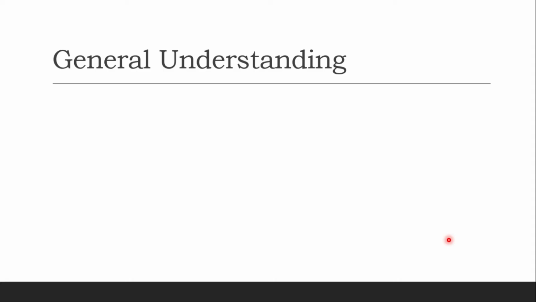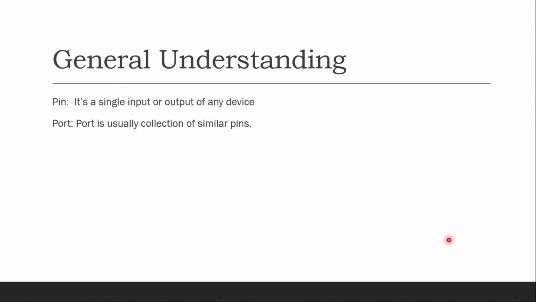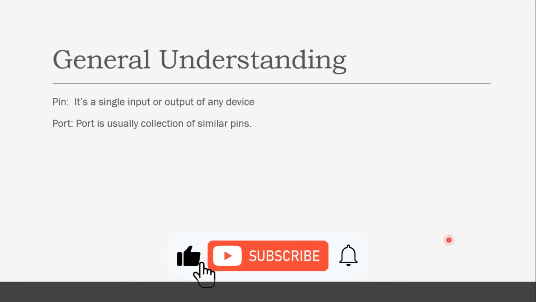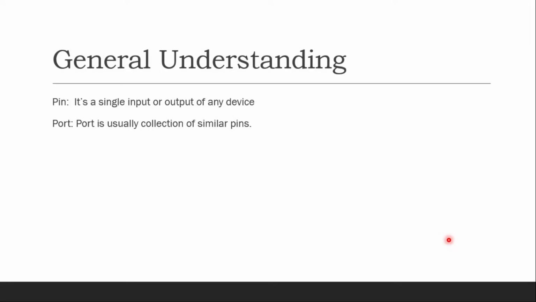First of all, let's understand the general understanding of what is a pin and what is a port in layman's terms. So a pin is usually called a single input or output of any device. Okay, and a port is usually a collection of similar pins. So the combination of pins is basically of similar type. Let's say those pins have the same functionality, so if it is a collection, we usually call it a port.